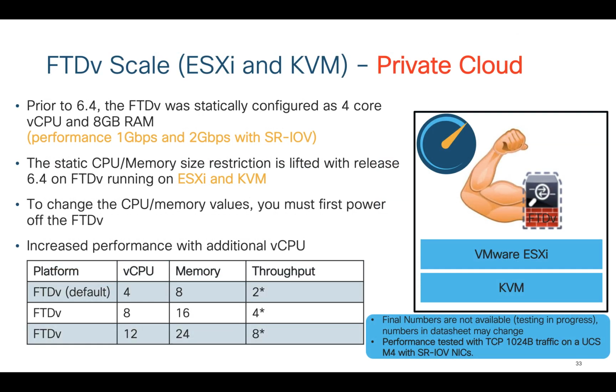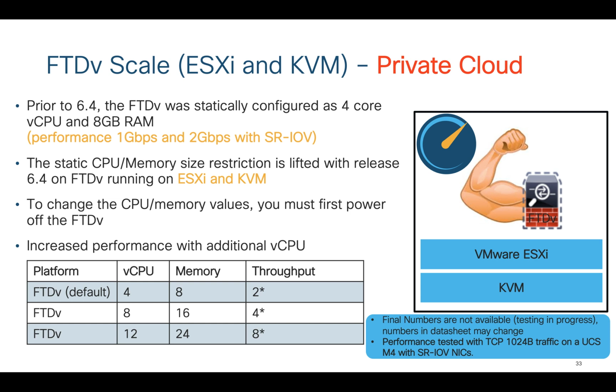This is not related to public cloud, but I've added this information here to give you more information about our virtual FTDv or next generation firewall for the private cloud side. When you deploy it on KVM or ESXi, we now have an offering where you can increase your vCPUs from 4 vCPU to 8 or 12 vCPUs. Based on your requirement, you can adjust your CPU, and then memory is selected accordingly, and throughput is dependent on the number of vCPUs that you pick. This model is today available for ESXi and KVM only.